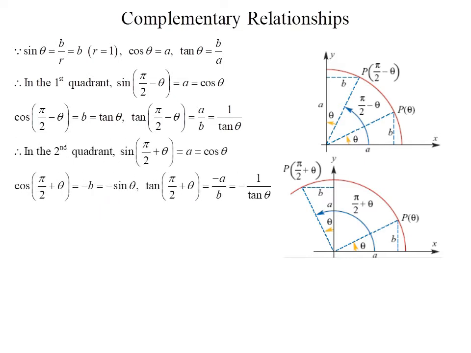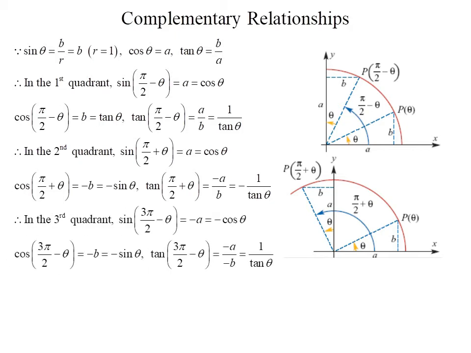In the second quadrant, as it can be seen in the diagram below, when the angle changes from theta to pi over 2 plus theta, the coordinates change from AB to negative BA. So sine pi over 2 plus theta equals cosine theta. Cosine pi over 2 plus theta equals negative sine theta. Tangent pi over 2 plus theta equals negative 1 over tangent theta. In a similar manner, we can work out the complementary relations in the third and fourth quadrants.